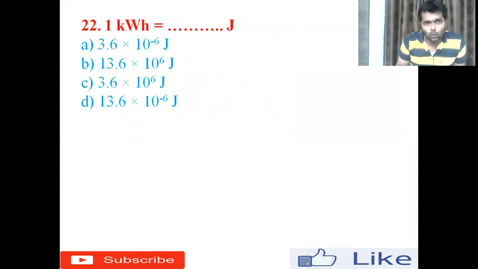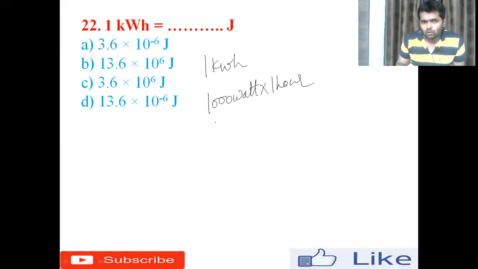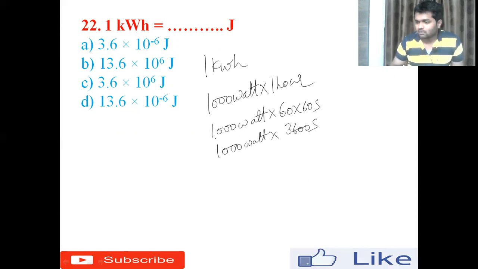22nd one, 1 kilowatt hour equals. So 1 kilowatt hour, right? 1 kilo means 1000. So 1000 watt into 1 hour. 1 hour equals 60 minutes into 60 seconds, right? So 1000 watt into 3600 seconds. I mean 60 into 60 is 3600 seconds, right? Now 1000 into 3600, so that is basically 36 lakhs.